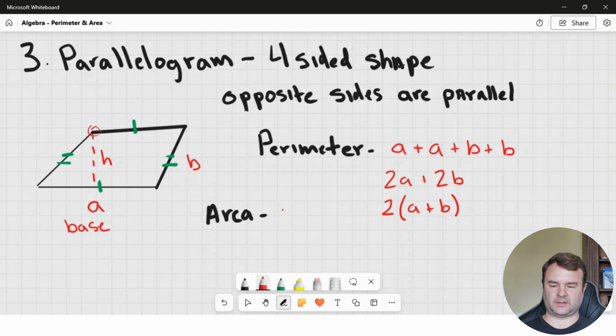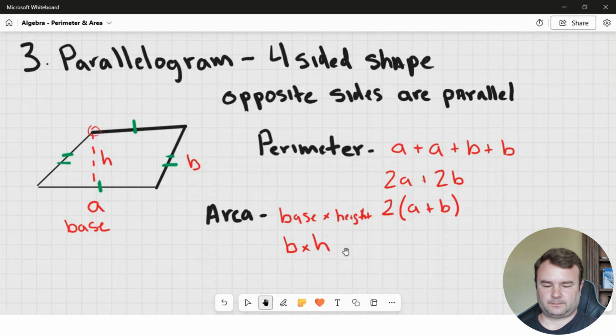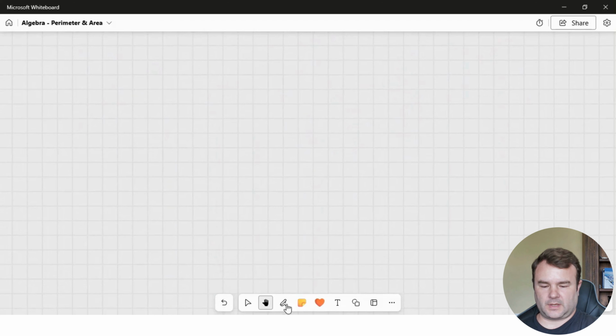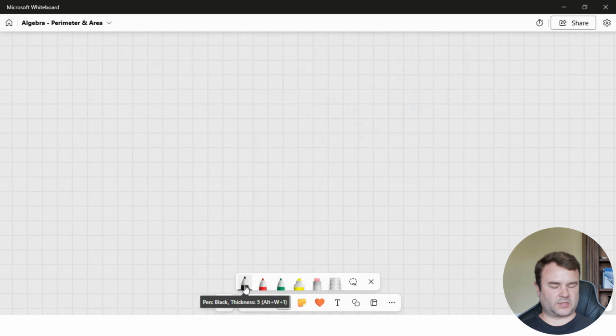So area is base times height. And I'm running out of room. Spelled it wrong. Base times height. And we'll just draw it there. So base times height. All right, so let's go ahead and jump into an example. All right, and we'll draw out our example parallelogram here.